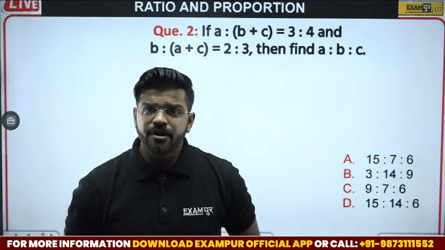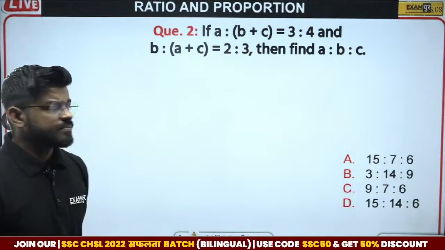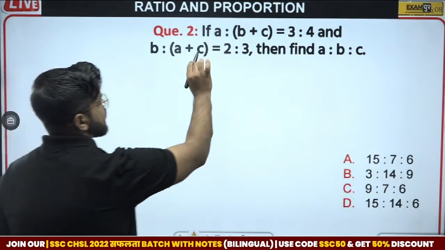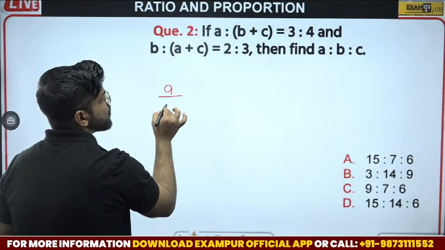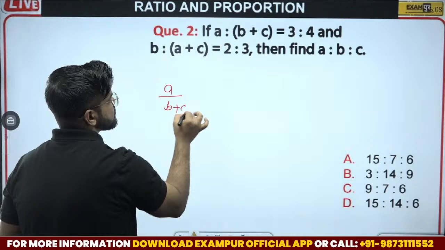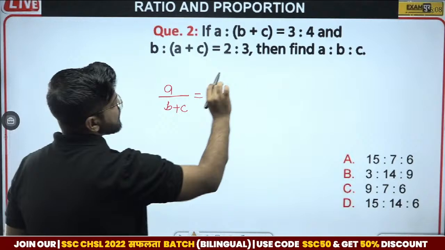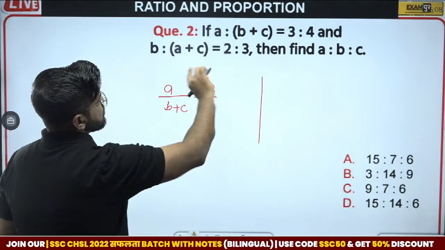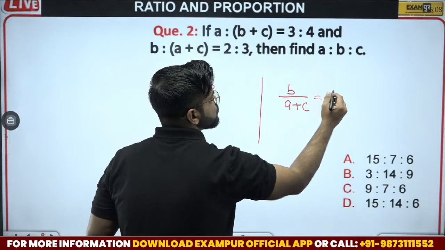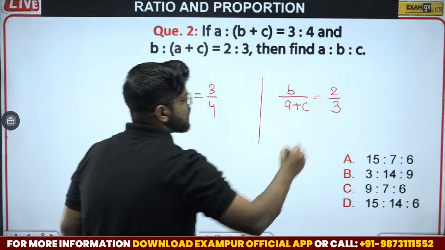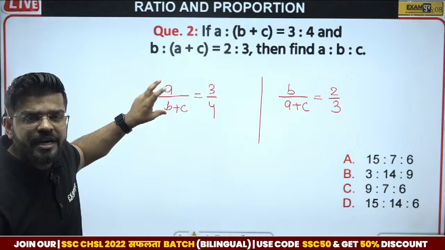The next question is in front of you. Try to answer that. The question is saying if A is to B plus C is 3:4. How can we write that? A upon B plus C is equal to 3/4. And again we have B is to A plus C, which is equal to 2:3. That means 2/3.